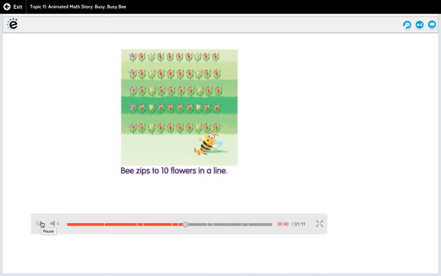Bee zips to 10 flowers in a line. Count the flowers in 5 lines.